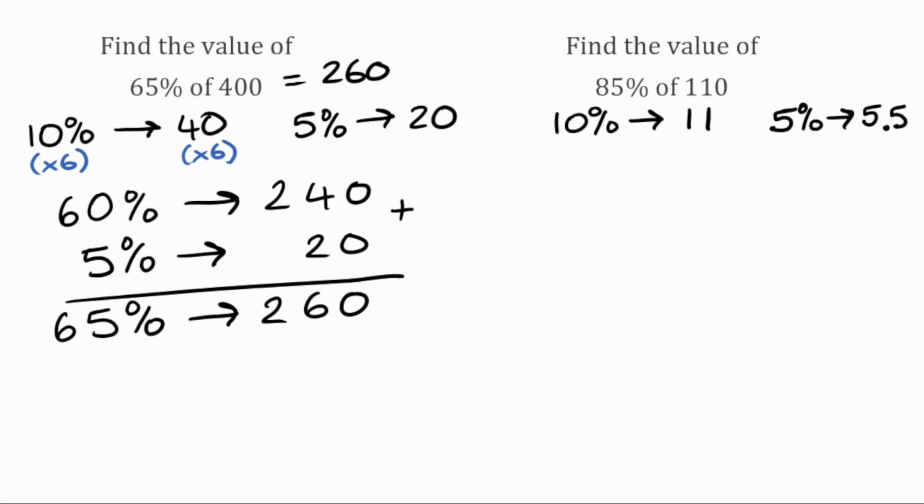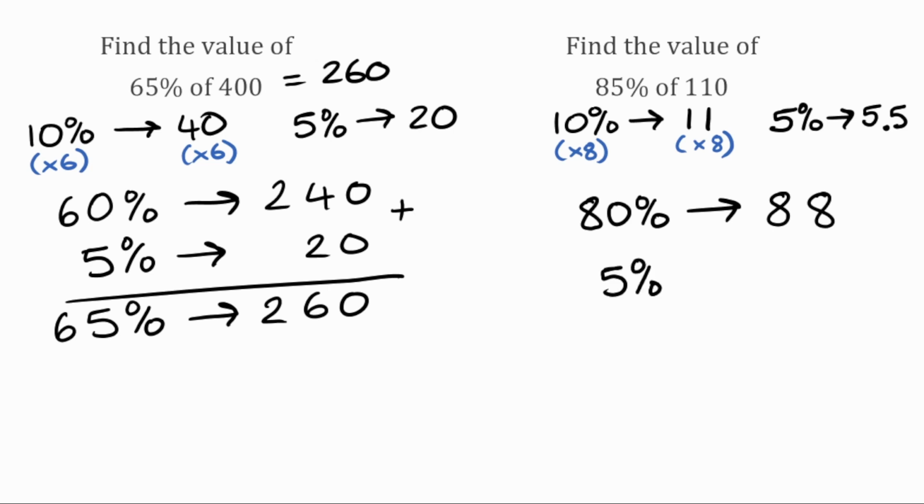Okay, so 85%, we're going to partition it, as we said, into 80 and 5, so we need 80%. To find that, we're going to take our 10% and multiply it by 8. If I've done that to the left-hand side, I must also do it to the right-hand side. So we've got to do 11 multiplied by 8, that's going to give us 88. And then we need our 5%, which we've already figured out to be 5.5.